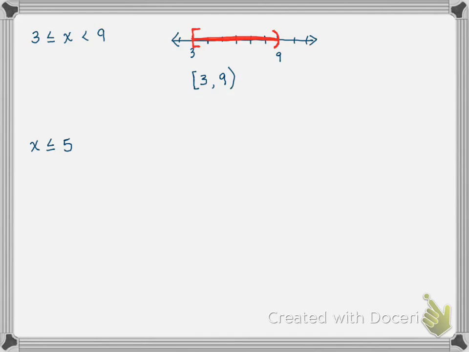Okay, so on the number line, should I use a hard bracket or a soft bracket? Good. 1, 2, 3, 4, 5. So hard bracket, and then should I shade left or right? Left, good. So hard bracket at 5, shade to the left.